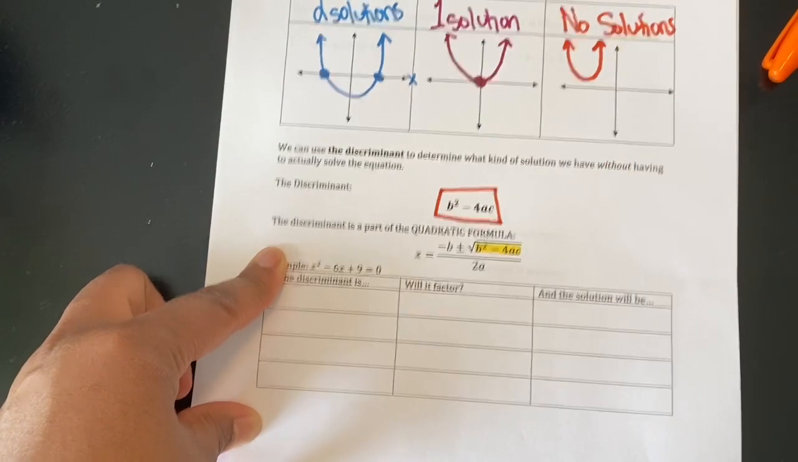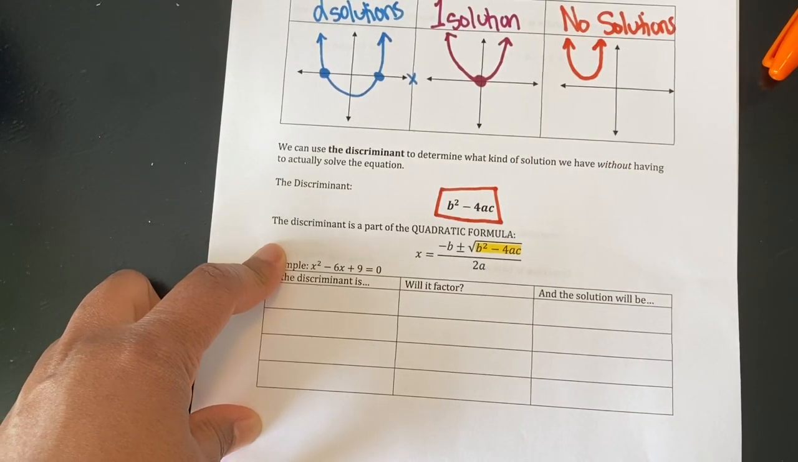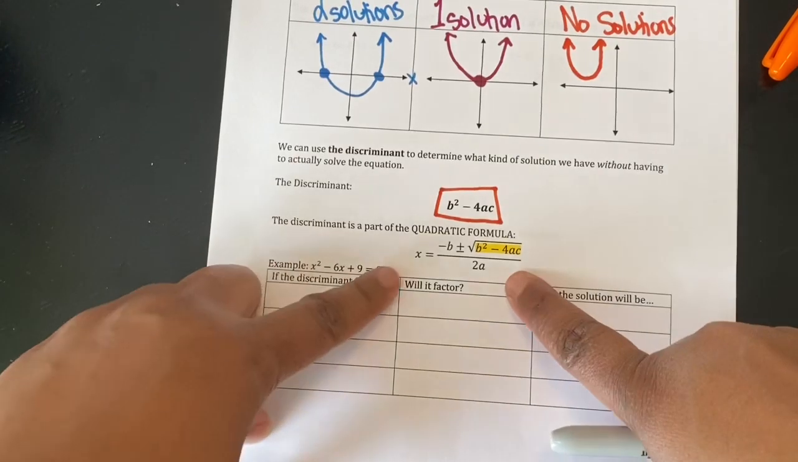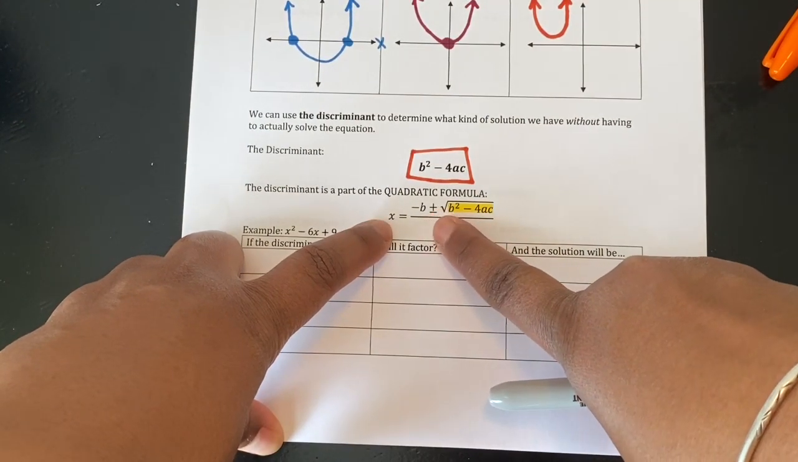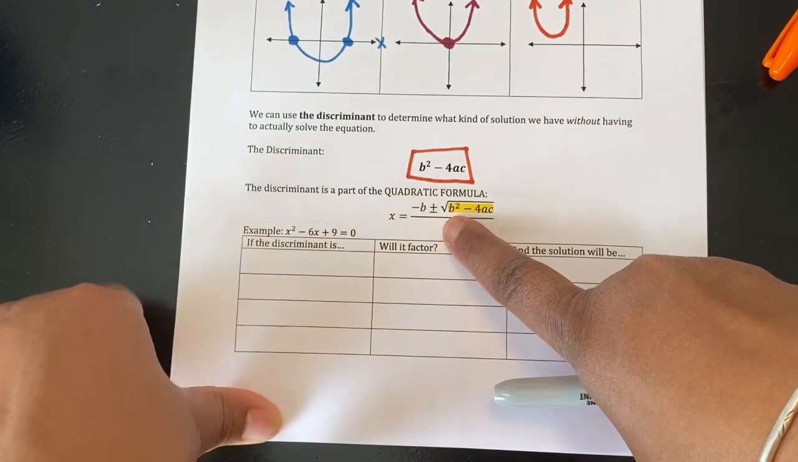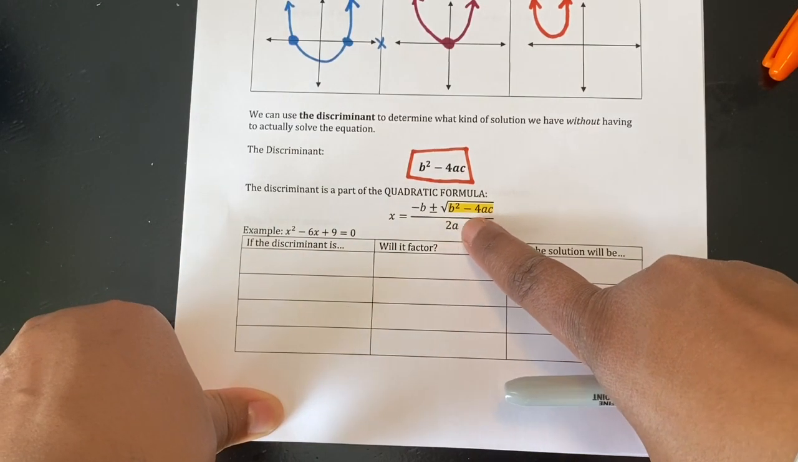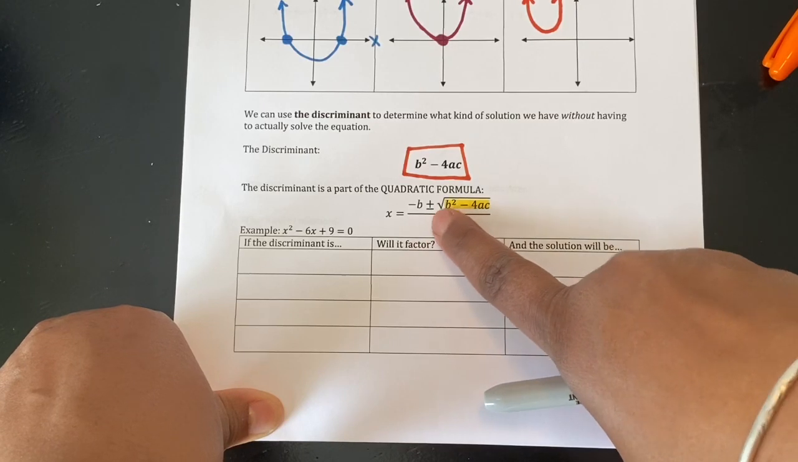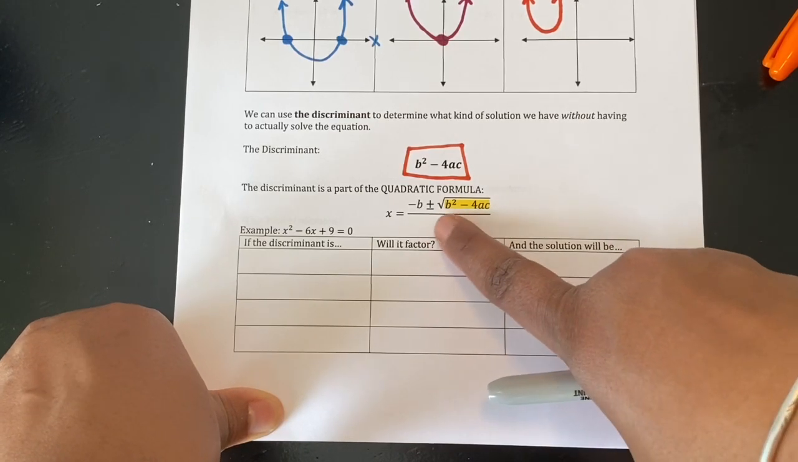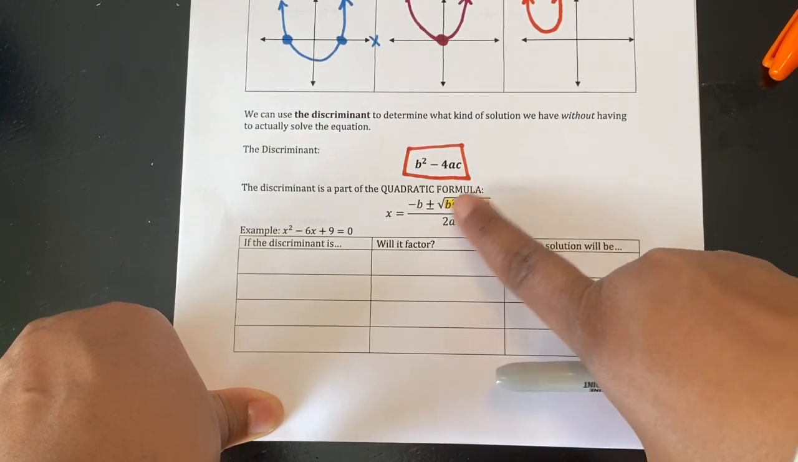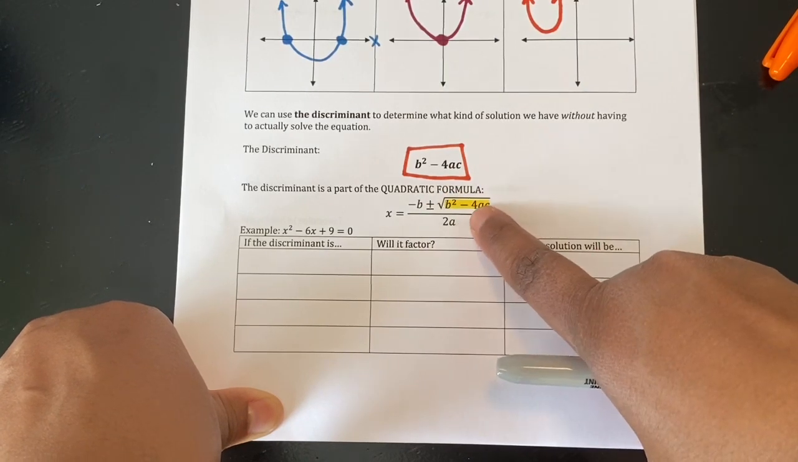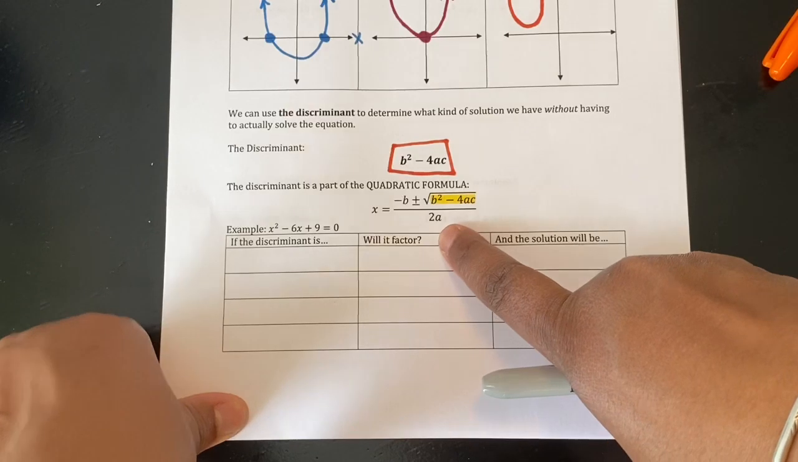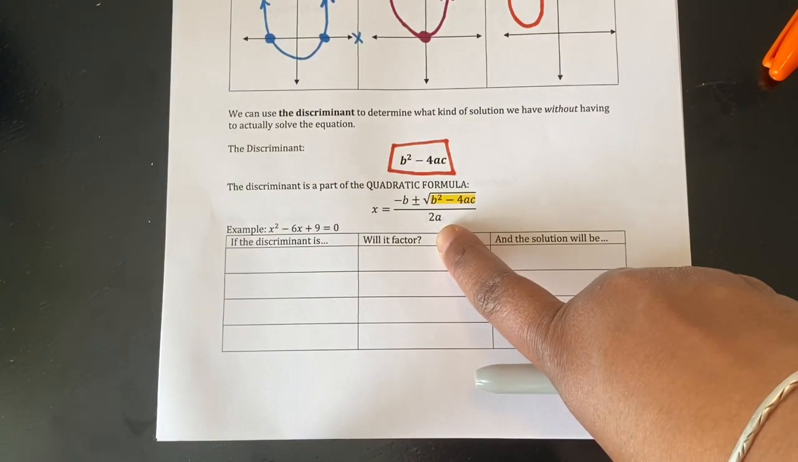The discriminant is a part of the quadratic formula. The whole quadratic formula says x equals negative b plus or minus the square root of b squared minus 4ac. Notice this part that I have highlighted here is the discriminant, which is under a square root. So technically in the quadratic formula, this whole thing is being square rooted, and then you divide that by 2a.